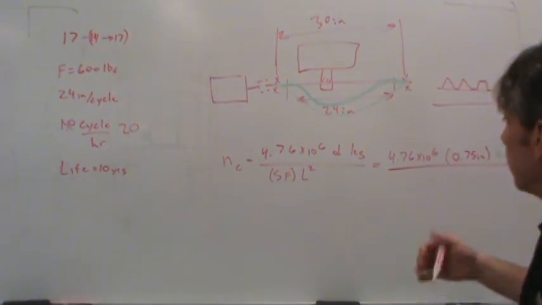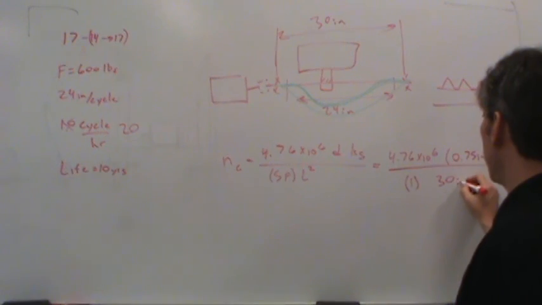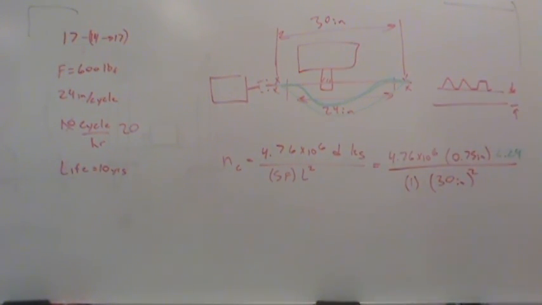All right, safety factor, let's just set that to 1. And then the length of the shaft is 30 inches, and that has to be squared. Okay, so now let's grab the calculator and find out the critical speed. Okay, so 4.76E6 times a quarter times 2.24 divided by 30 squared. 8,885 RPM. So basically, I would be concerned when we reached about 8,000 RPM.